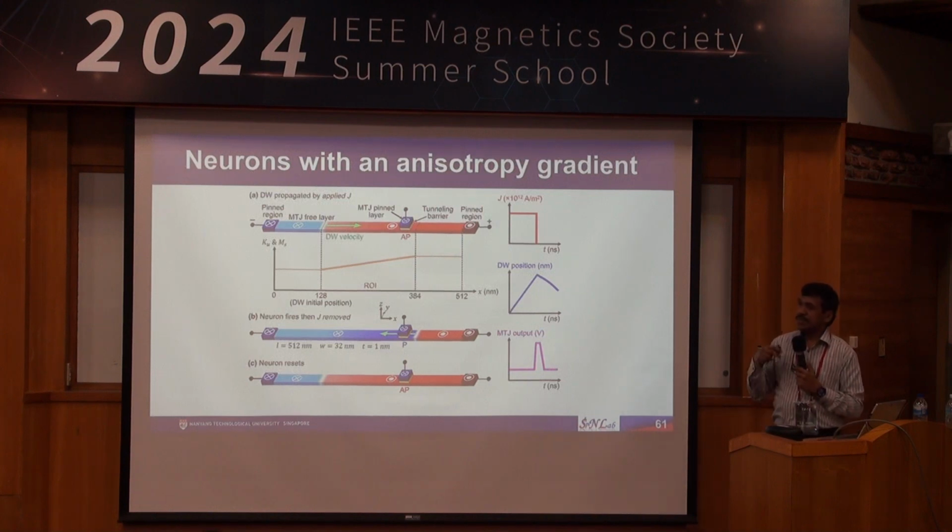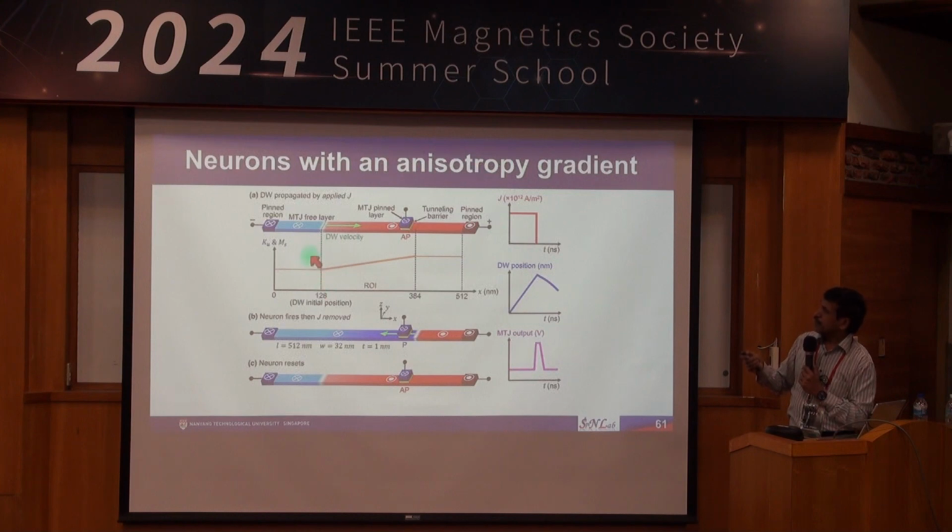So we have various schemes of achieving this kind of leakage function in neurons. One type of concept that we have studied is the neuron with an anisotropy gradient. For example, you prepare a domain wall nanowire or microwire. Physically it will look flat like this, uniform. But if you look at the physical property, it may be different. For example, we may have a lower anisotropy field at this point. We may have a higher anisotropy at this point.